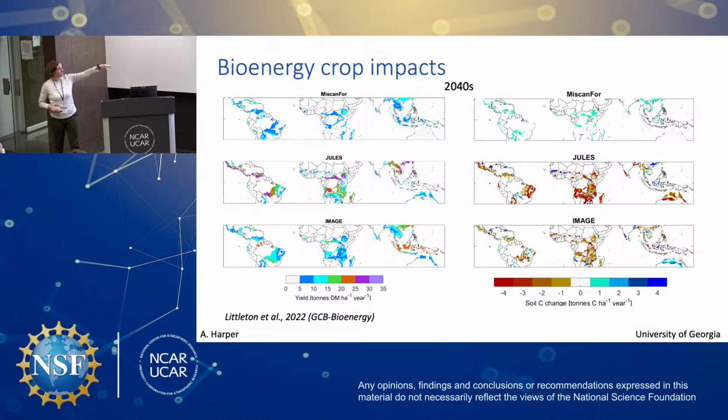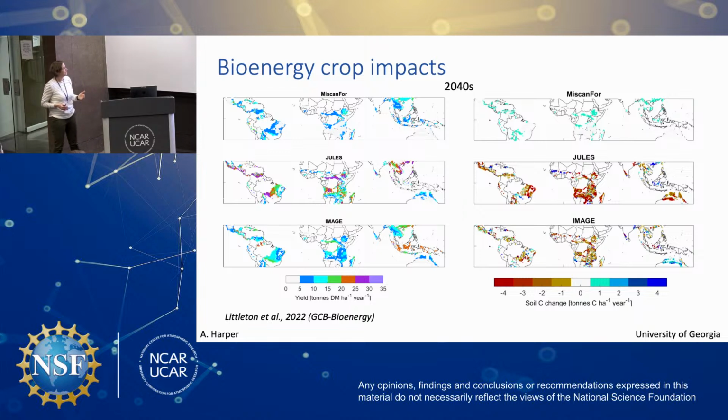Then IMAGE is an integrated assessment model. When it does its scenario predictions, it does have models that represent yields from crops. So what's on the bottom is the results from IMAGE. On the left is the yield, and on the right is the soil carbon changes. The main thing to point out is that you get really different answers depending on which kind of model you're using.